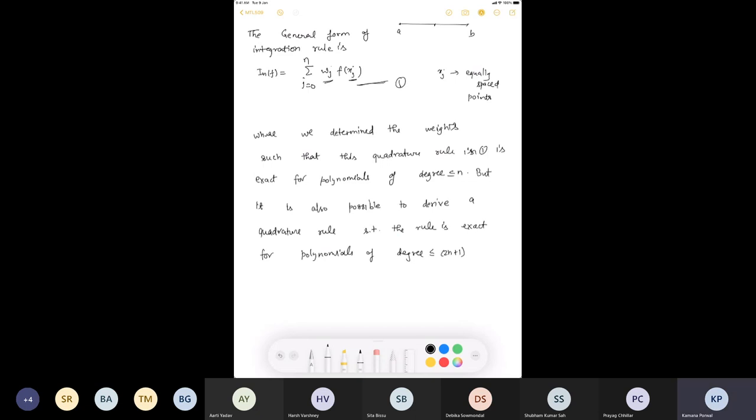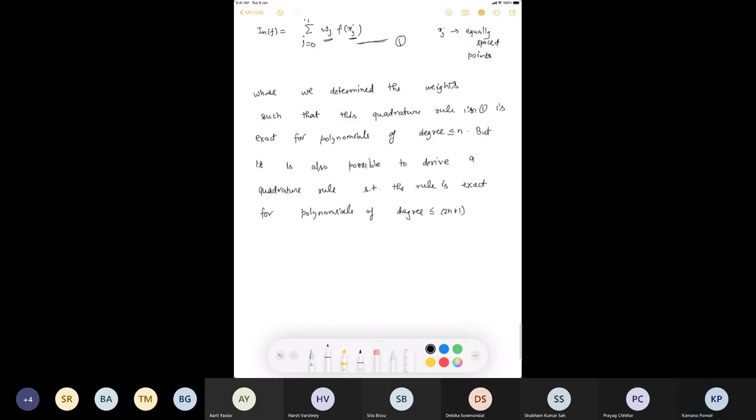So underlying idea is the same, whatever we have done in the case of the method of undetermined coefficients. Only thing is that there we were determining the W's only, but now we have to determine the X's also. So this gives us an extra degrees of freedom. Okay, so we can make this rule exact for the polynomials of degree less than or equal to 2n plus 1 by choosing n plus 1 nodes and weights together.